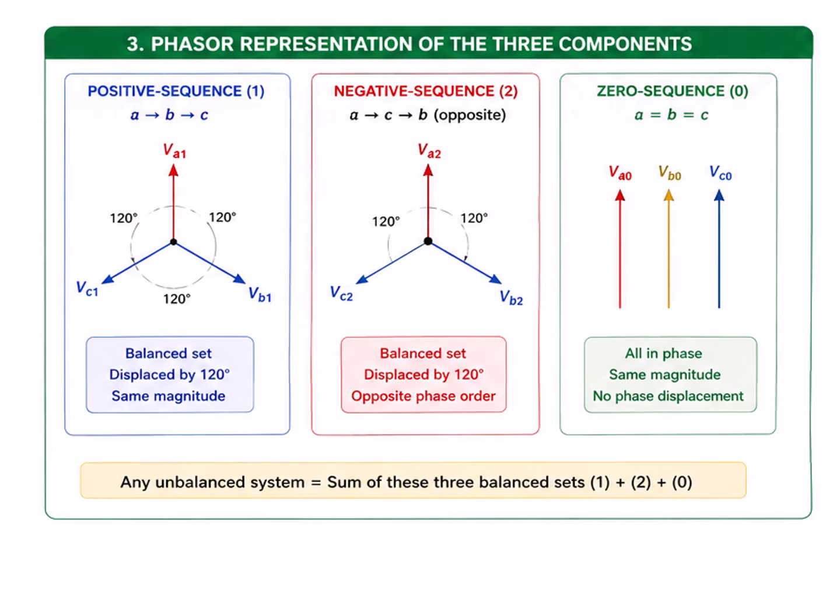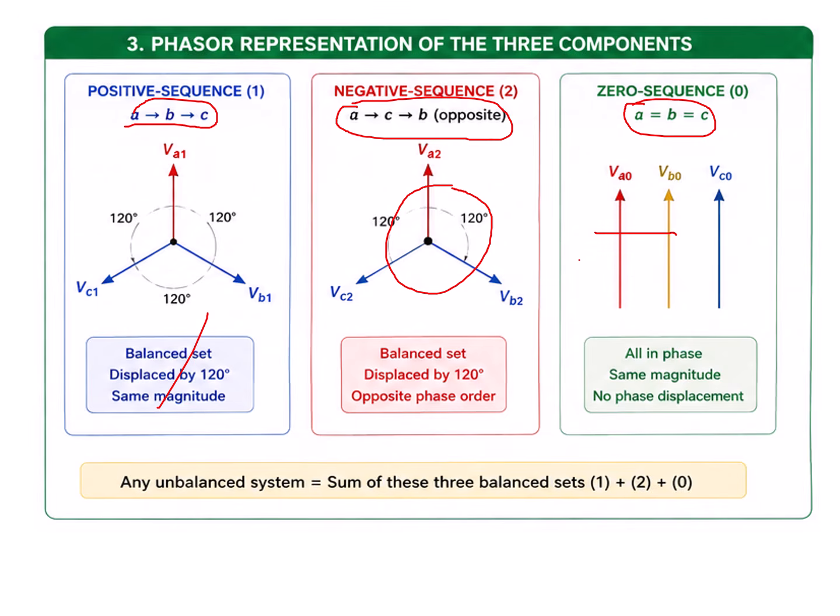So this is a representation of the three-phase components. The positive sequence will be ABC, the negative sequence will be ACB, and the zero sequence will have the same magnitude in the same direction. In the positive sequence, the balanced state is displaced 120 degrees with the same magnitude, so the phase sequence is similar to the original signal, whereas for negative sequence, the balanced state is displaced 120 degrees in opposite phase order. So the phase order will be ACB, not ABC. So that's the expression of a negative sequence.